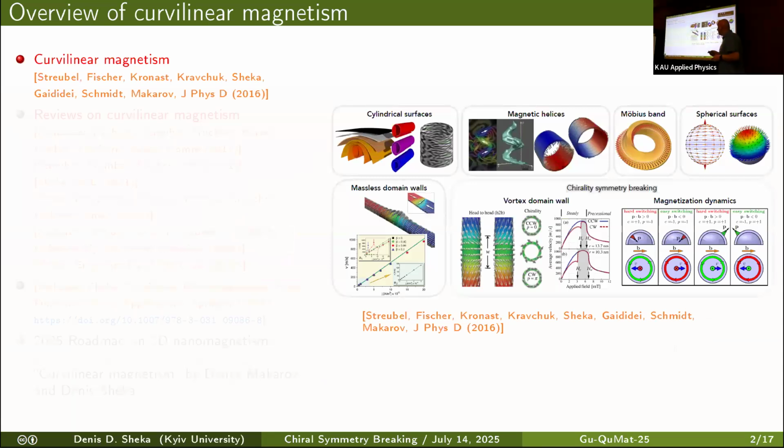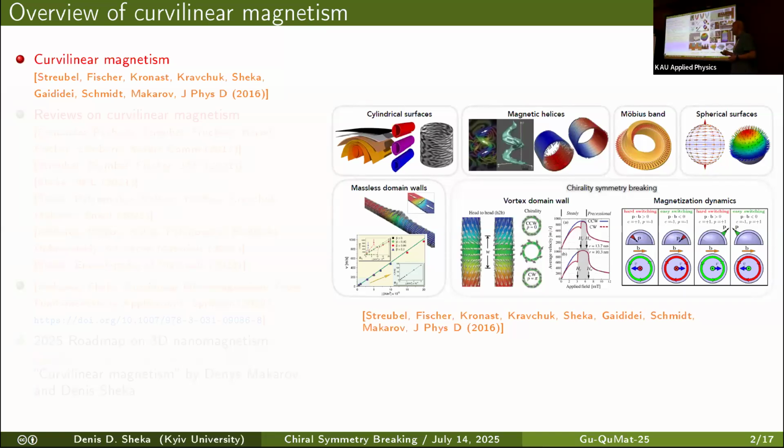So I start to speak about curvilinear magnetism, and I'll spend a minute to introduce the subject. Curvilinear magnetism considers conventional nanowires, nanoshells, and nanofilms with tethering geometry, and considers the effects caused by these geometry effects. The term curvilinear magnetism dates back to 2016 with the first review, so you see it's a really young subject.